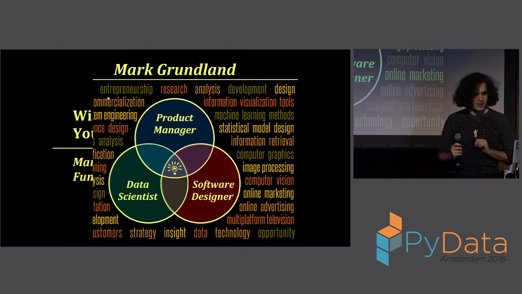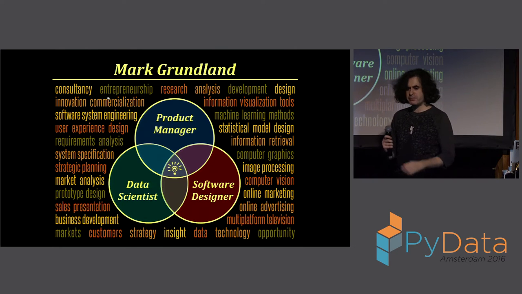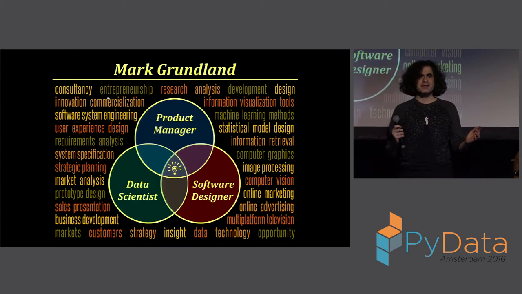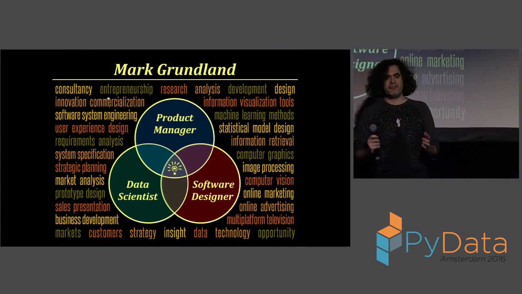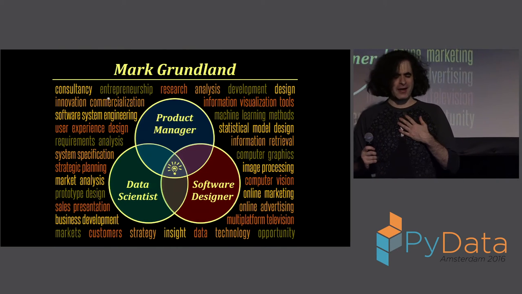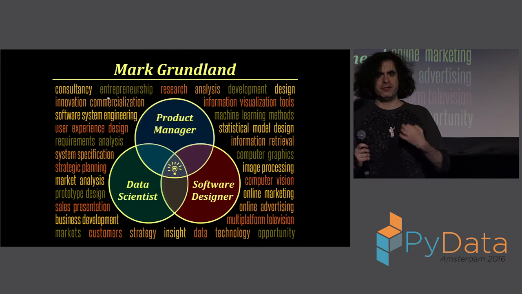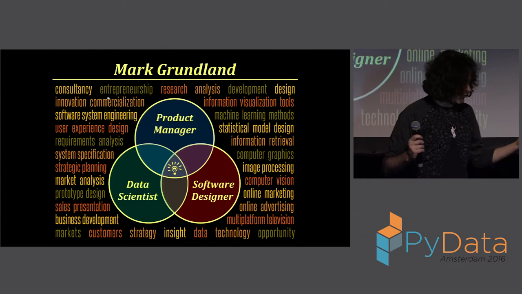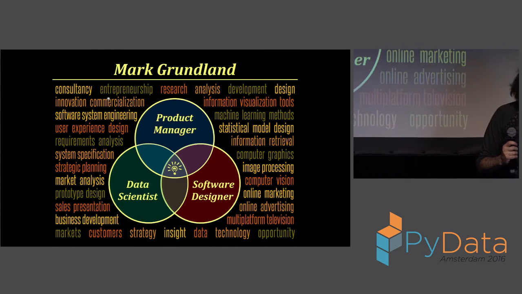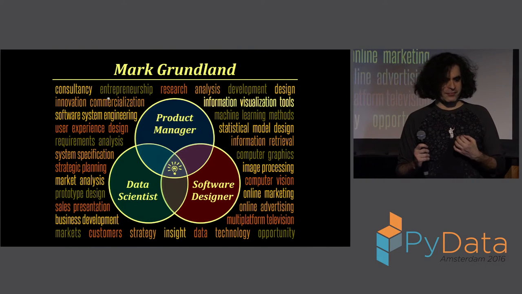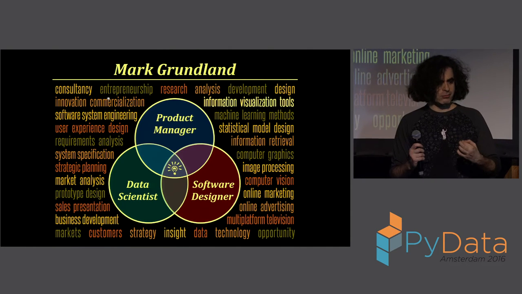Let me begin by introducing myself. My name is Mark Grundland. I run a consultancy called Functional Elegance, and I help tech companies find fit between technology and markets, and at heart, I am a designer. I love to make handles for ideas so people can pick them up. So that's what I do for a living, and as part of working as a data scientist, one of the things that I've worked quite a bit with is information visualization.